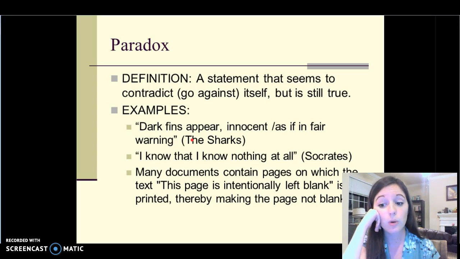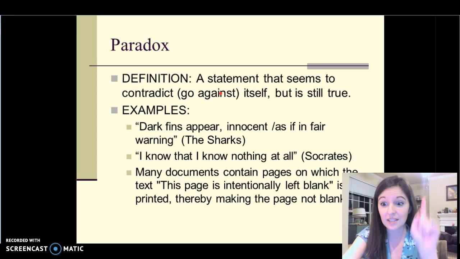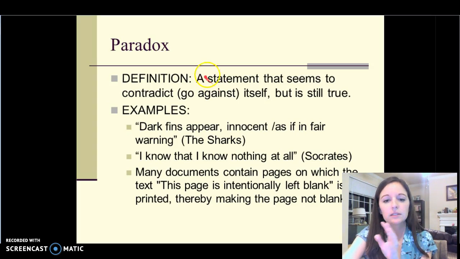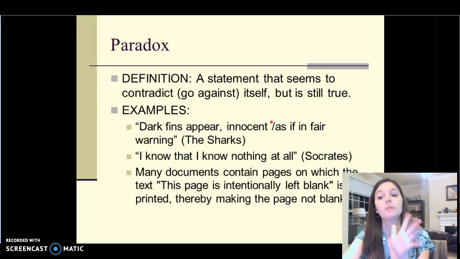So now let's move on to our last term, which is paradox. So a paradox is a statement that seems to contradict itself, but is actually true. Now you might be thinking, well, that's exactly what an oxymoron and antithesis does, so how am I supposed to know the difference? Really, ask yourself, when you see a contradiction, is it an oxymoron? No. Is it antithesis? No. Well, then it must be a paradox.